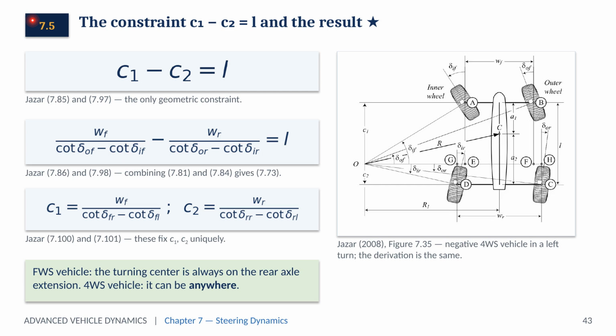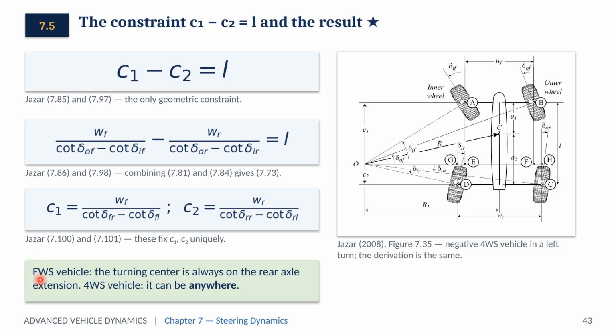Now the single geometric constraint. In equations 7.85 and 7.97, C1 minus C2 always equals the wheelbase. Combining that constraint with the two results we just obtained, equations 7.86 and 7.98 lead straight back to condition 7.73. Equations 7.100 and 7.101 then fix C1 and C2 uniquely from the four steer angles.